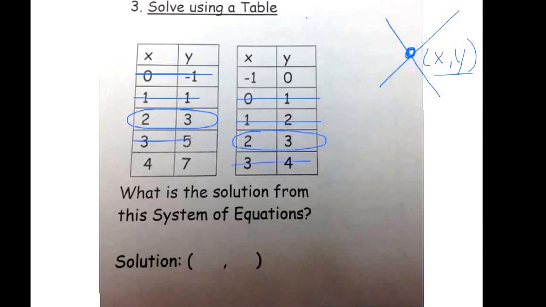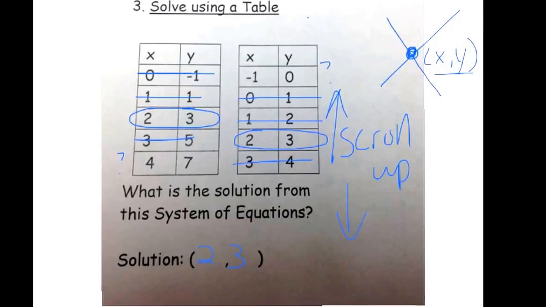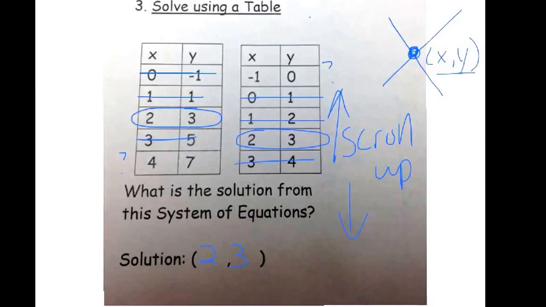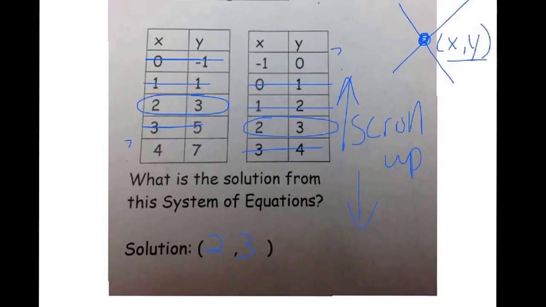3, 5 go together, and 3, 4 go together. We're not sure about -1, and we're not sure about 4, 7. But we do know at this point that they both hit at 2, 3. And lines can only hit in one spot. So we're done on that part. Okay? The intersection could happen off of the screen. So if you were doing this with your calculator, you might need to scroll up or down to find the two intersections. It may not be as easy as where we can see it on our screen like this.